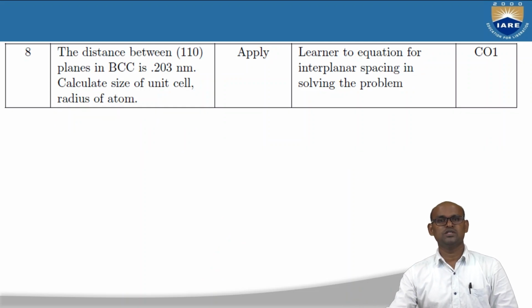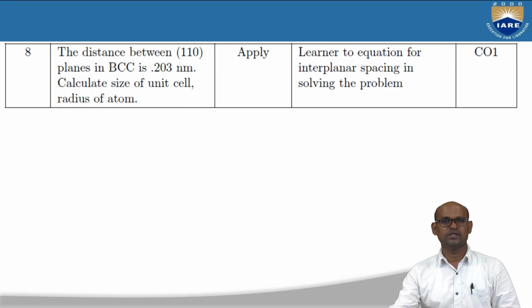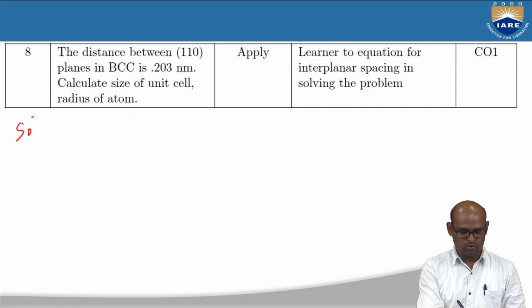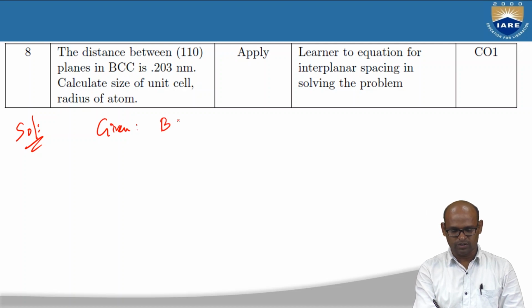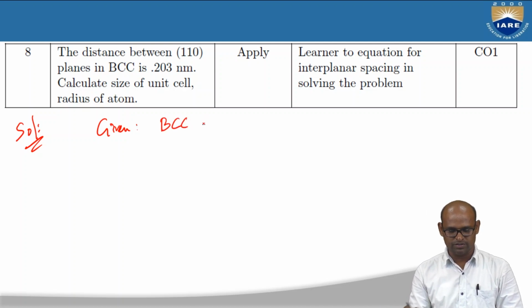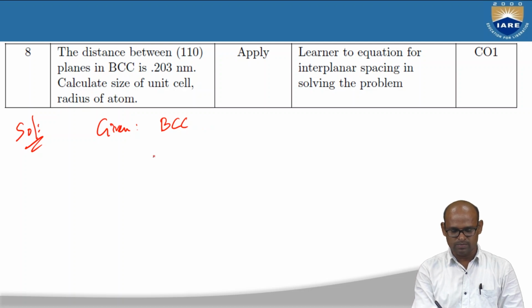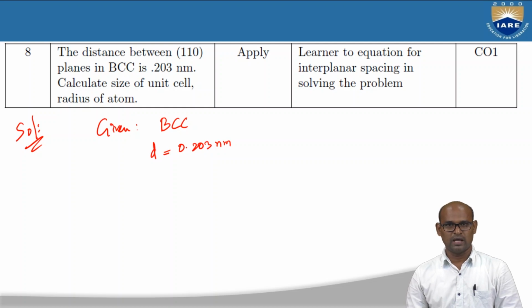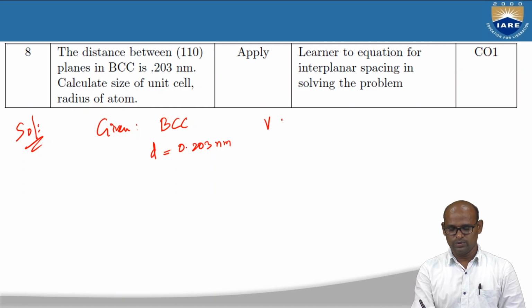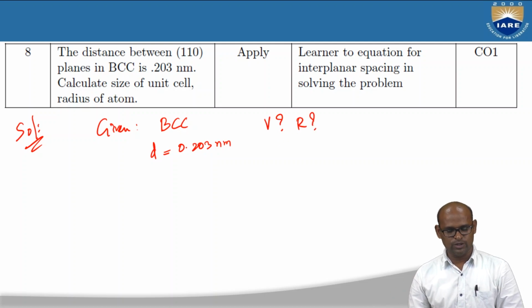The 8th problem is: the distance between 110 planes in BCC is 0.203 nanometers. Calculate the size of the unit cell and the radius of the atom. So they have given a BCC structure, and the distance between the planes, D, is 0.203 nanometers. We need to calculate the size of the unit cell, that is the volume, and the radius of the atom. First we need to calculate the volume, which is A cube. So first we need to calculate A.